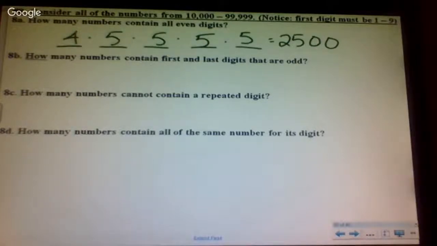How many numbers contain the first and last digits that are odd? So again, I still have up to the 10,000 space that I have to fill in. This has to be odd. This has to be odd. The rest of them have no restrictions. So how many numbers are odd? 5. 1, 3, 5, 7, 9. So these are both, I have 5 different options to fill those spaces. And everything else should be 10. There's no restrictions.